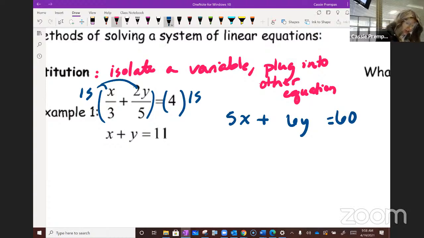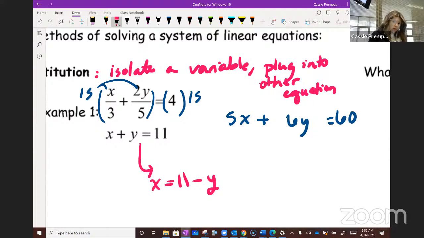Now, looking at the other equation, x plus y equals 11, you can choose which variable to isolate. In my opinion, the second equation is easiest. You can choose x or y. Let's just stay on the same page. What do you guys want to get by itself? X, okay, so we'll have x is equal to 11 minus y.